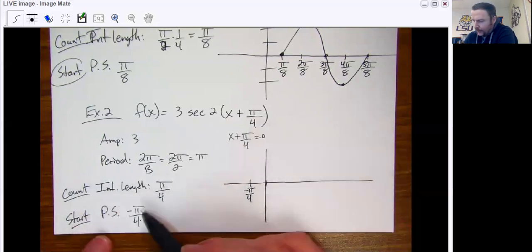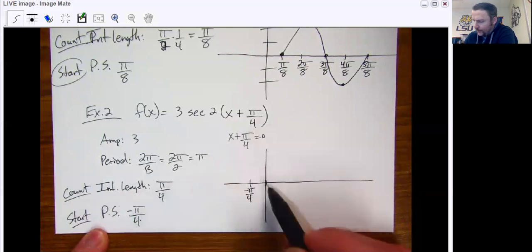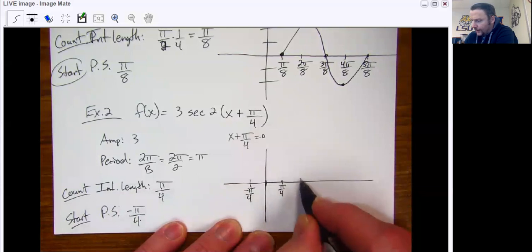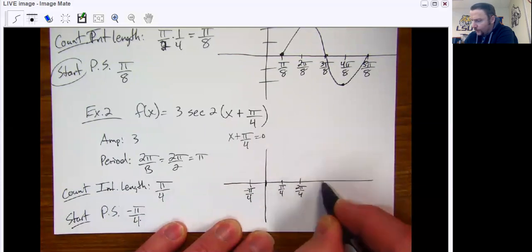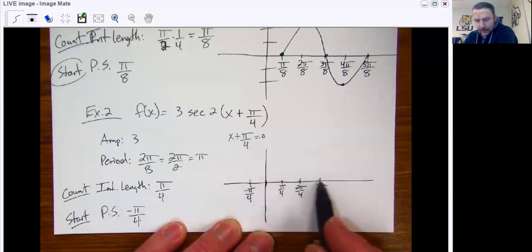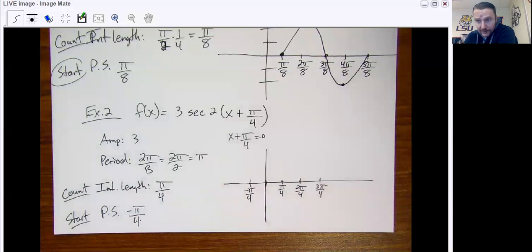Even though you might not be able to see it. But if I start at negative pi over 4 and add this, I land on 0. If I add it again, I'm going to be at pi over 4. If I add it again, I'm going to be at 2 pi over 4. And if I add it one more time, I'm going to be at 3 pi over 4. Remember, the magic number is 5. I have 5 tick marks there. And that's all you need to graph one period of these functions, okay?